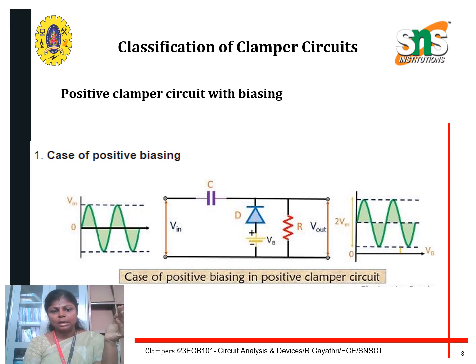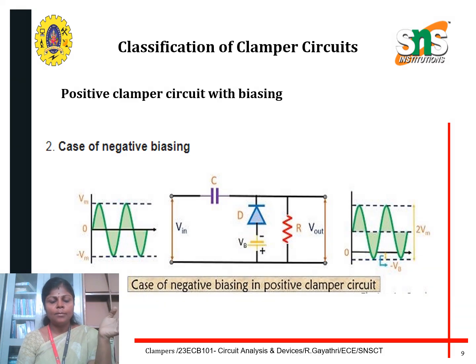Then coming to the positive clamper with biasing, in the case of negative biasing, the biasing voltage is given on the negative side. So with respect to the AC input signal, the output signal will be clamped to the negative side.